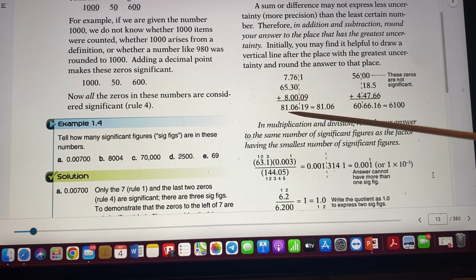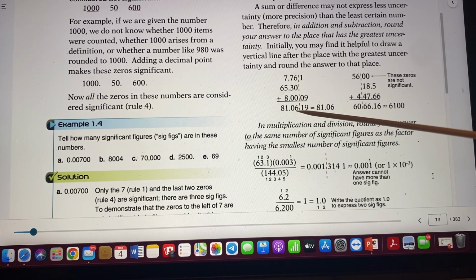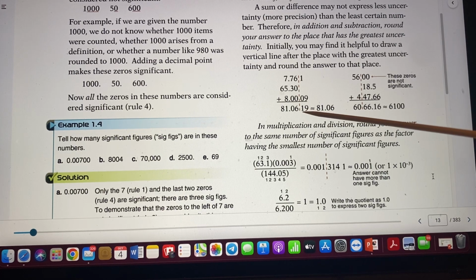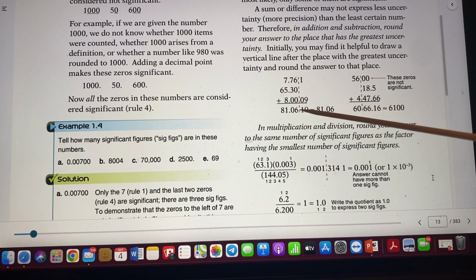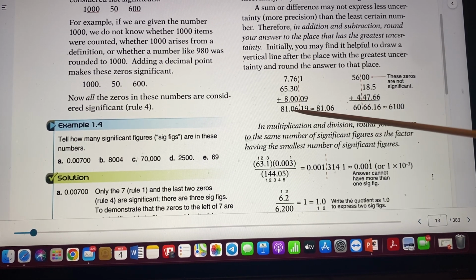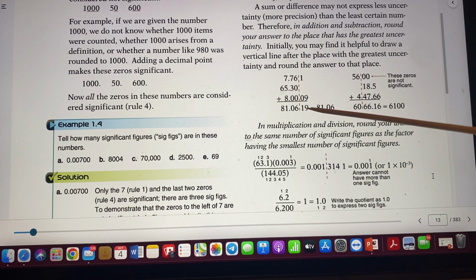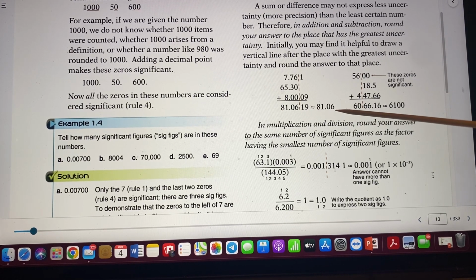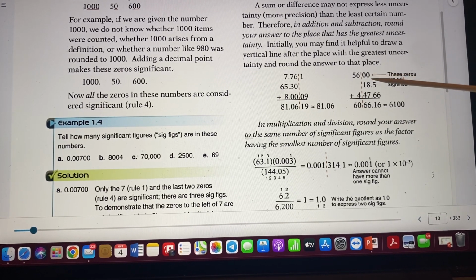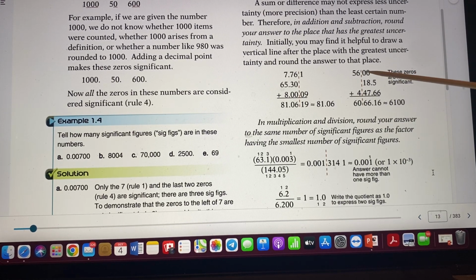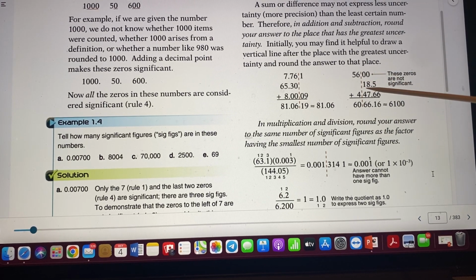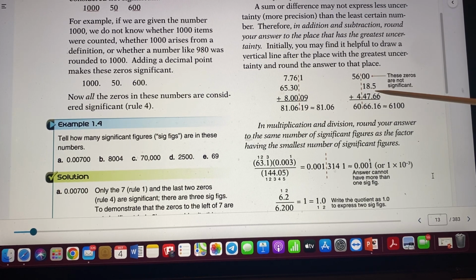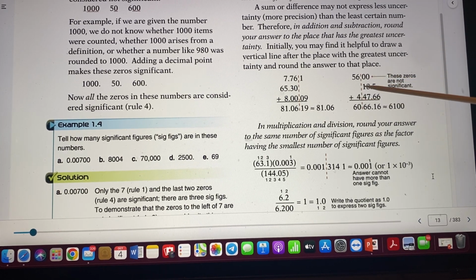So we have 81.06 and you have 0.19. So basically, putting the greatest uncertainty here, this line here, we can round it to 81 and round that 19 off, and we can have 81.06. So these zeros are not significant at the end. So if they're not significant at the end, then we need to put our line there, and then basically 18.5, so we put the line of uncertainty there.